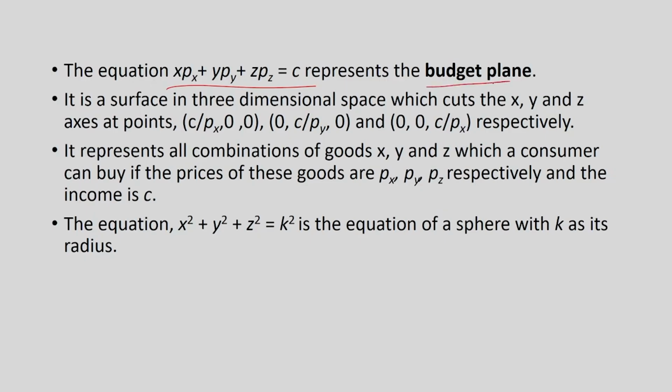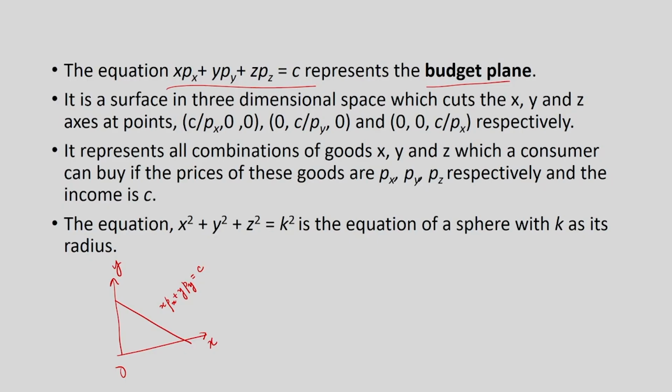Remember when we were talking about only 2 goods? Suppose x and y were the 2 goods, then we talked about what is called the budget set and the budget line. Remember this was x, and you had xpx plus ypy is equal to, suppose, C. C is the income.